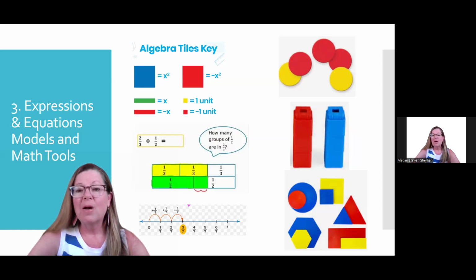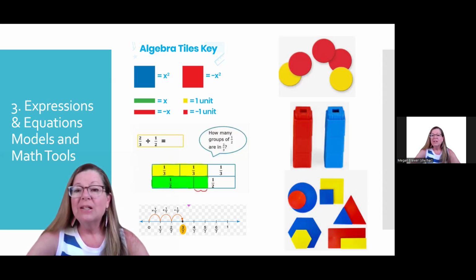Visual fraction bar models or drawings. This is highly effective for showing division of fractions. Students can draw rectangles to represent each fraction. This leads directly to the invert and multiply rule. For example, you see on the screen the yellow and the green. For 2/3 divided by 1/2, we can draw 2/3, which we shaded yellow, and 1/2, which we shaded green.